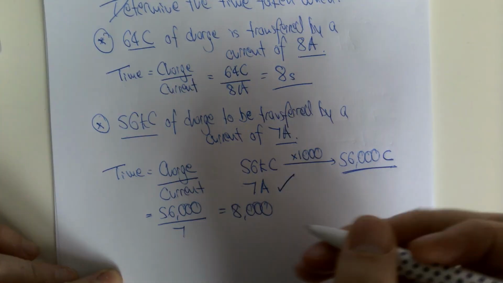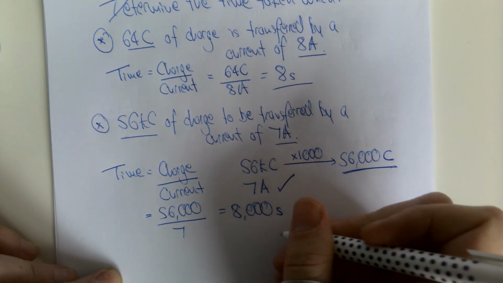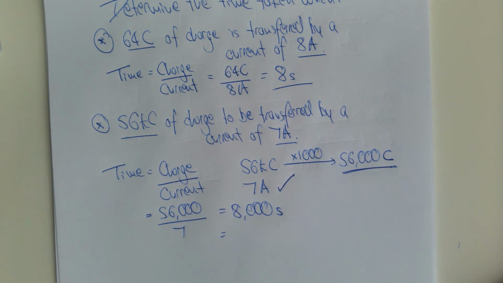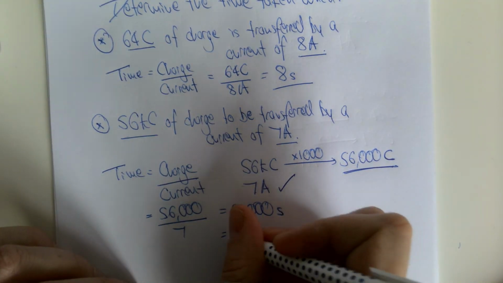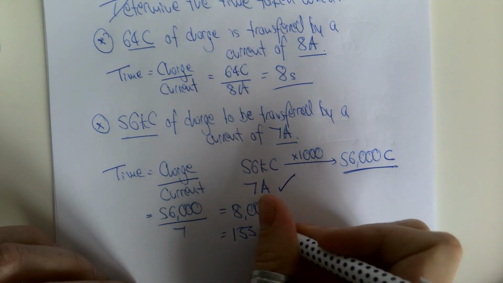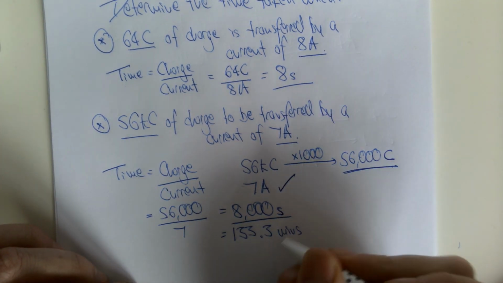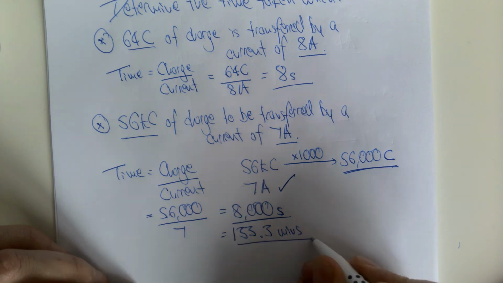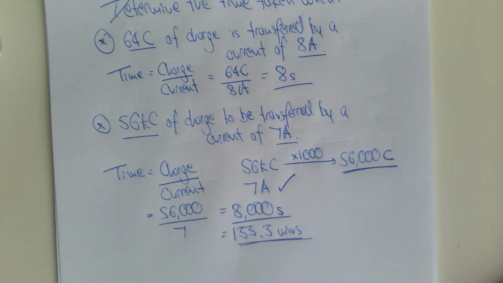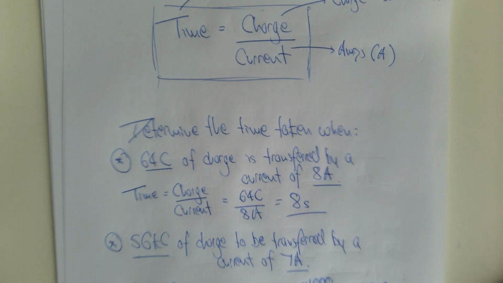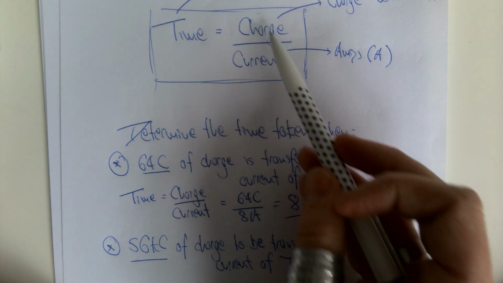Now this is time in seconds. If you wanted to convert 8,000 seconds into minutes, you would divide it by 60, so it would be 133.3 minutes as well. If you felt that the number was too big to quantify, you can always convert it into a different measure of time to make it easier to understand. So, two worked examples on how to use time equals charge divided by current.